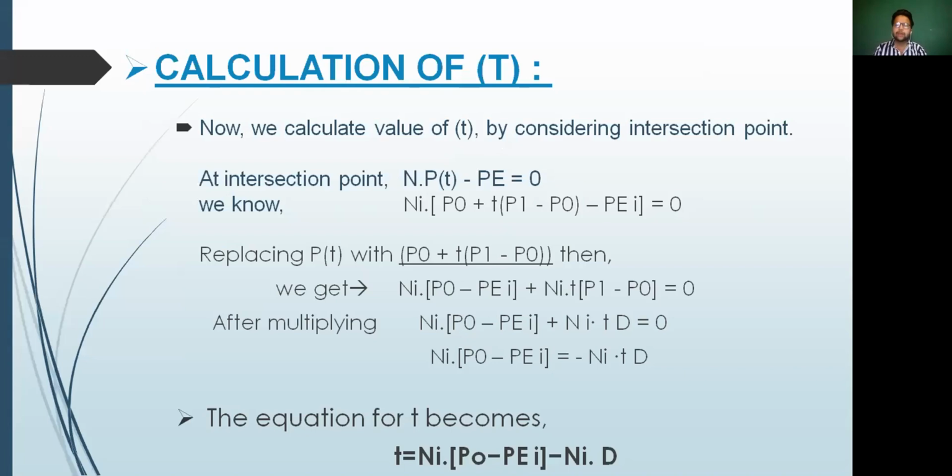To calculate the value of t, we are going to take the point of intersection. At intersection, theta is equal to 90 degrees, and the dot product of the normal and the parametric equation is equal to 0. As I have told you, when theta is equal to 90 degrees, the dot product is 0. We know that the parametric equation is this. After replacing the point Pt with this equation, we get this.